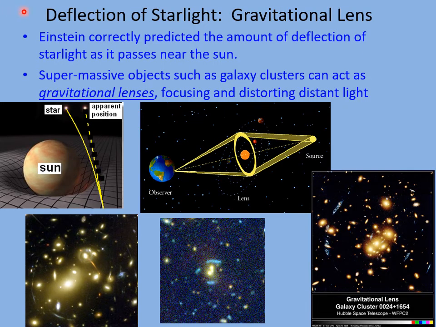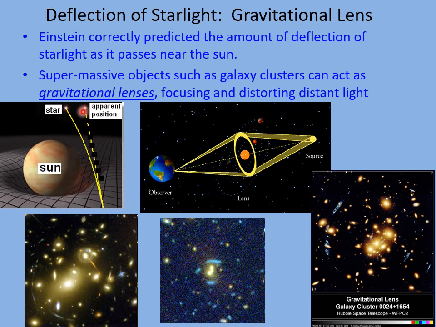One of the consequences of Einstein's theory was the deflection of light as it goes around a massive object. And Einstein's theories correctly predicted the precise amount of deflection of starlight as it passes near the sun. So when starlight passes by the sun, the beam of light is curved. And so it gives us a different apparent position from where the star actually is.